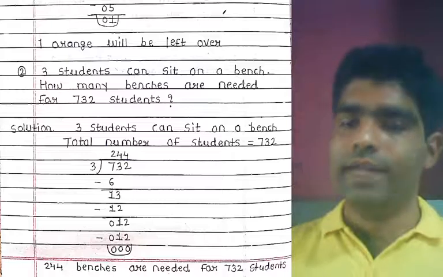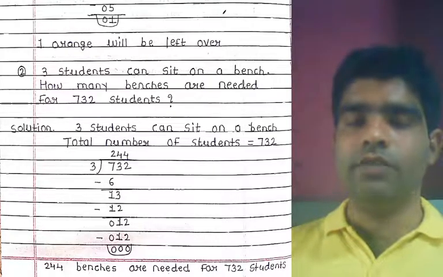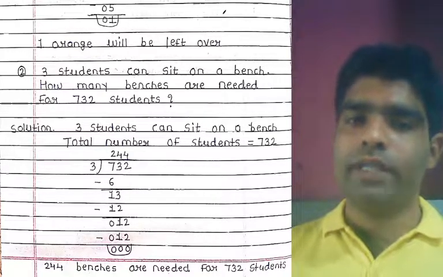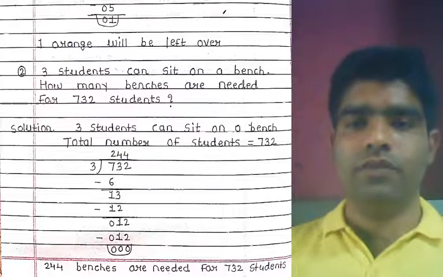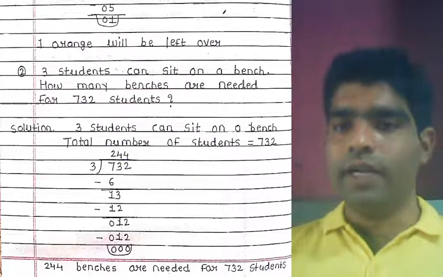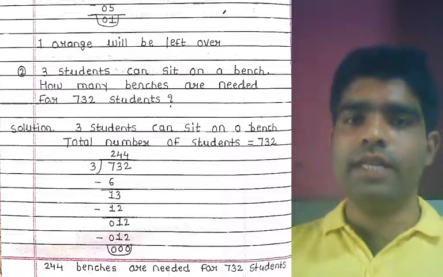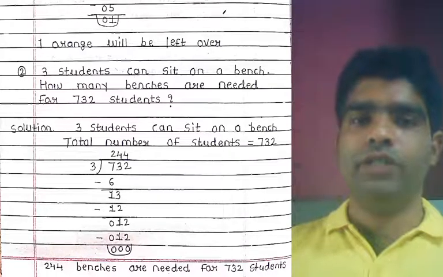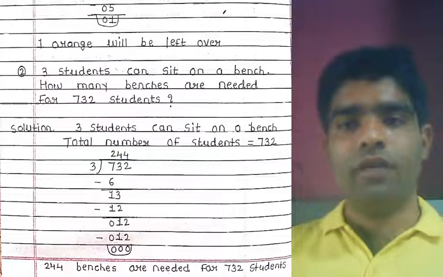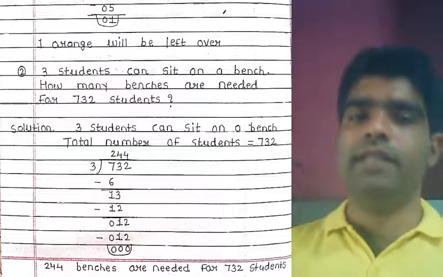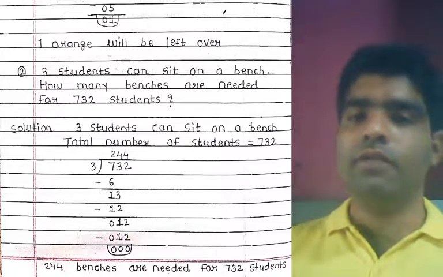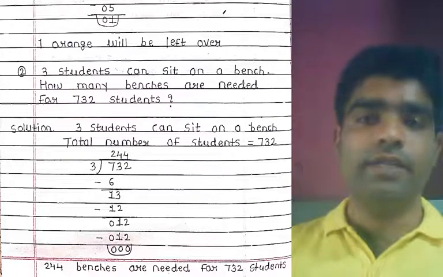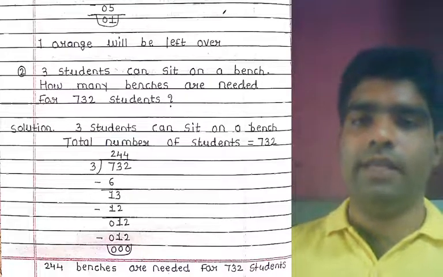That is why your remainder is 0. Because 2 minus 2 is 0, and 1 minus 1 is 0, and the last one, 0 minus 0 is 0. It means your condition is already given to you, because 3 students can sit on a bench. How many benches are needed for 732 students? The condition is that 3 students can sit on a bench, and the total number of students is given to you. By using the division method, you have to solve the example very correctly.